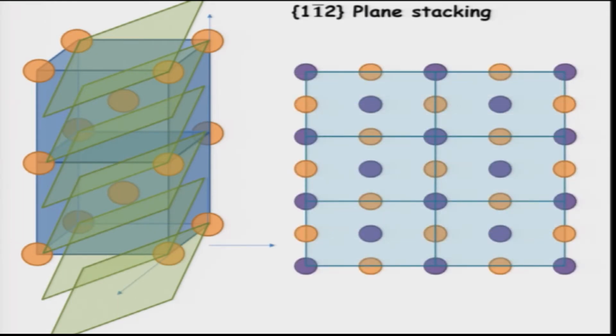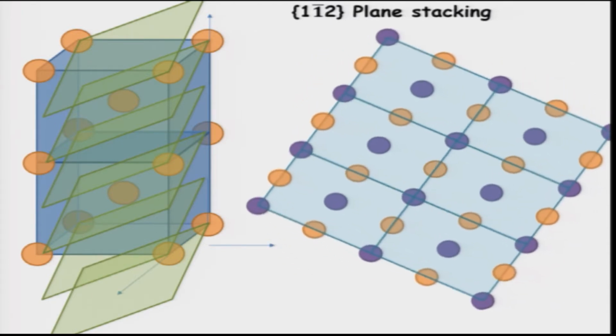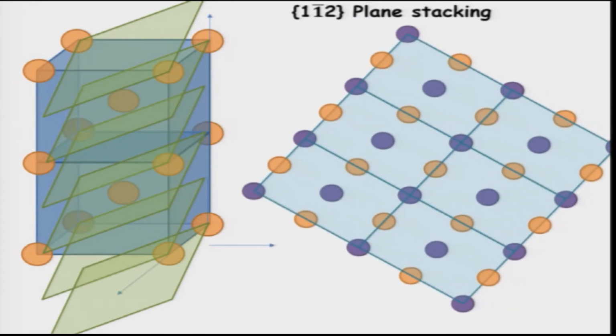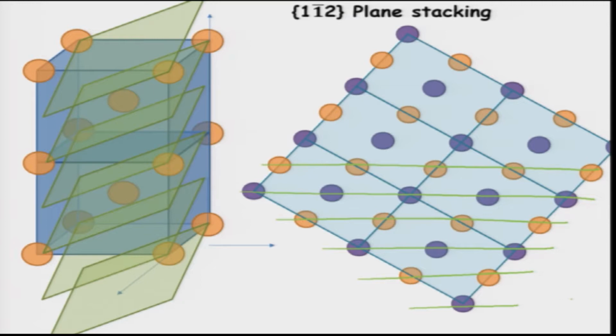Right now what we are looking at is along the 110 planes. Now, if you rotate it like this, then what you get is the 112 type of stacking. So, this is one layer of 112, this is another layer of 112, this is another layer of 112. Let us call it layer A, B, C, D, E, F.